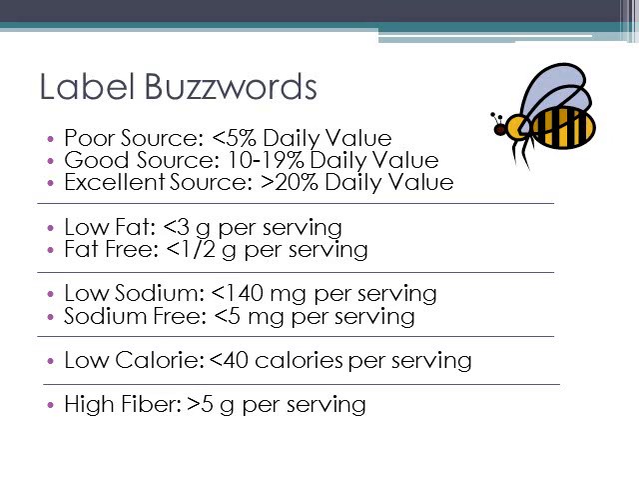Low sodium is less than 140 milligrams per serving, and again, sodium free is less than 5 milligrams. So just because it's free doesn't mean it doesn't have anything. Low calorie would be something with less than 40 calories per serving, and high fiber would have more than 5 grams of fiber per serving, because with fiber it doesn't have the percent DV on there, so you would just look at grams, and more than 5 would be considered high fiber.